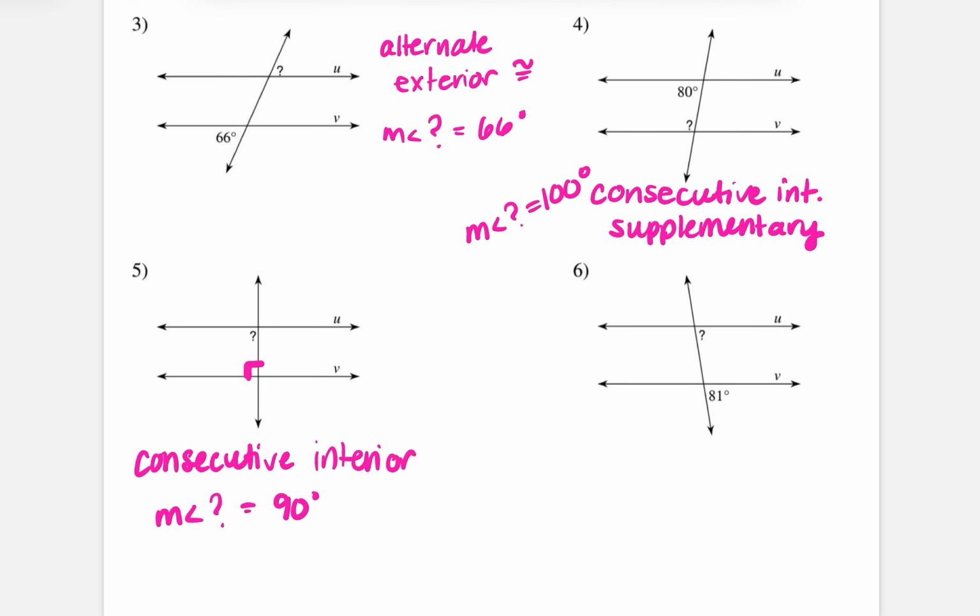If we have a right angle here, this is 90 degrees. That one's 90 degrees. 90 plus 90 is 180. That ensures that our consecutive interior angles are indeed supplementary.